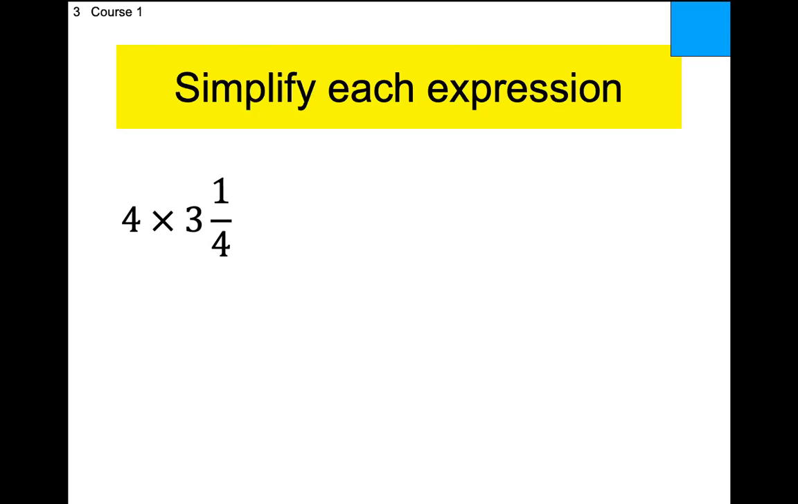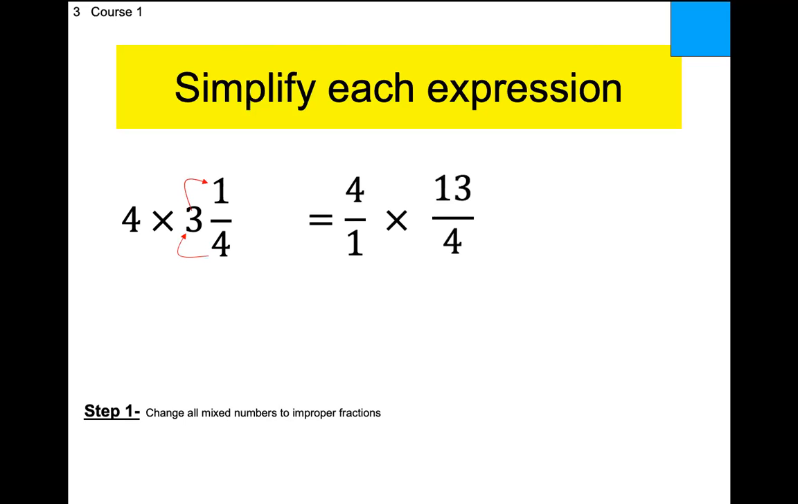This is box 3. 4 times 3 is 12, plus 1 is 13, all over 4. So 4 we turn into a fraction by just putting it over 1. The mixed number we turn into an improper fraction. Anything cross reduce? Yeah, the 4. The 4 is cross reduced. 4 goes into 4 once. 4 goes into 4 once. Now multiply straight across and we get?